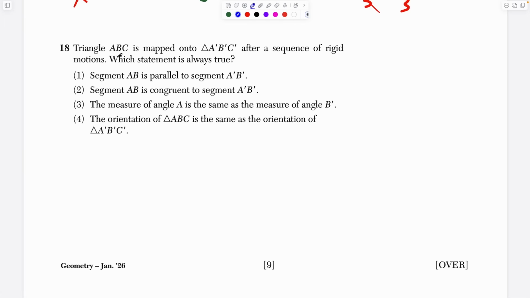Question 18, triangle ABC is mapped onto triangle A prime, B prime, C prime after a sequence of rigid motions. Which statement is always true? So for this one, we should know that a rigid motion is a transformation which preserves distance and angle measure. So what that means is when you do that type of transformation, the new triangle is going to be congruent to the original. So I'll just draw out a random triangle for ABC. So let's say I have this triangle here. And let's just say that for this one, I'll just name this randomly. I'll say this is A, B, and C.